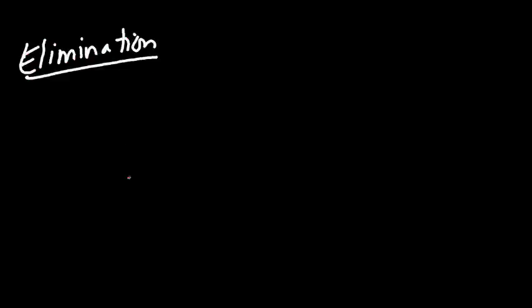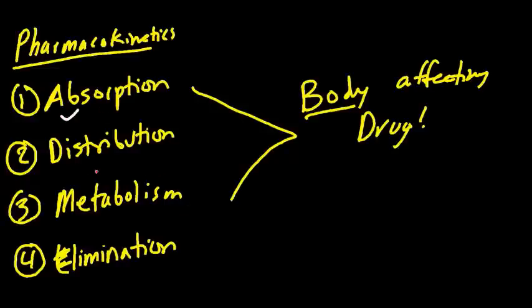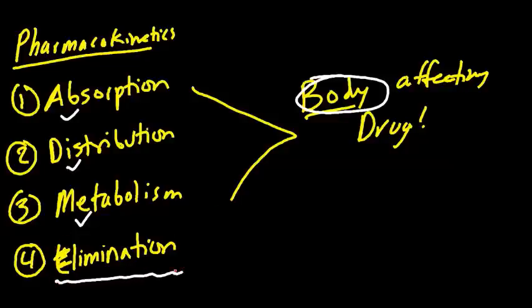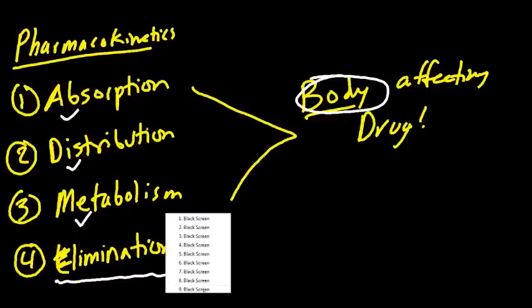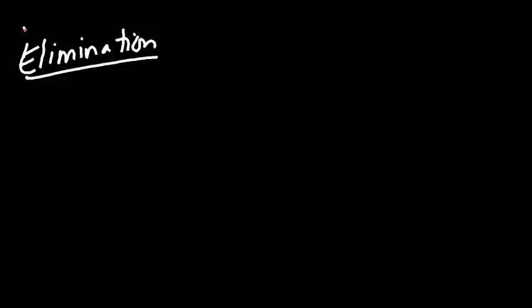So now we are on our fourth concept. I'm going to go here. We talked about absorption. We talked about distribution. We talked about metabolism. Our body has done a great job so far affecting this drug through pharmacokinetics. However, now you've got elimination. Elimination is a big one. Big one. Star on it. Okay, so elimination. There's a lot to do here, so pay attention.